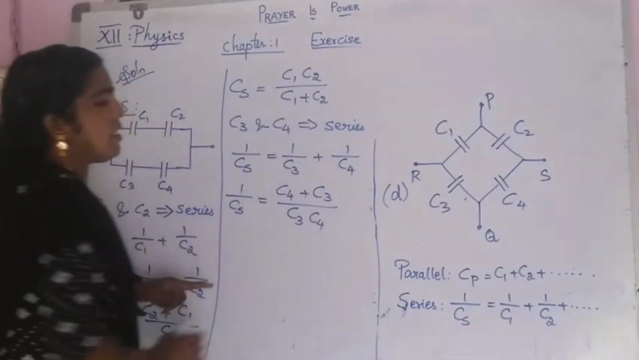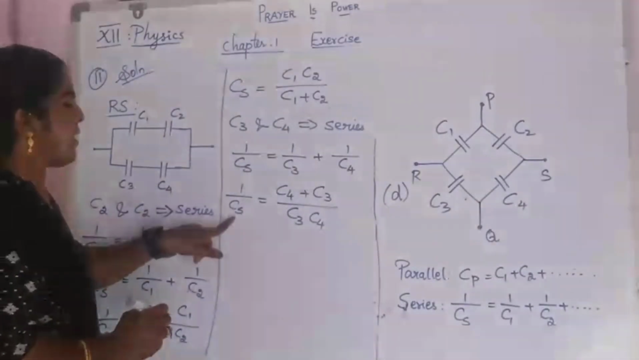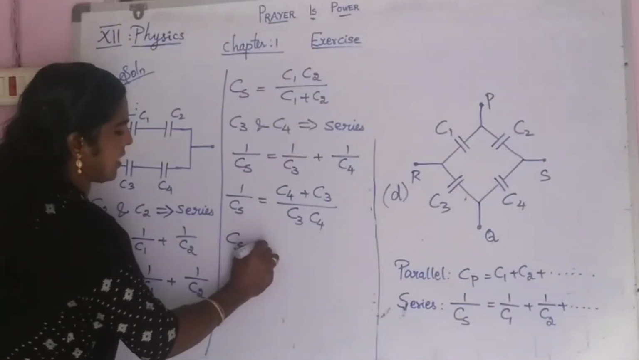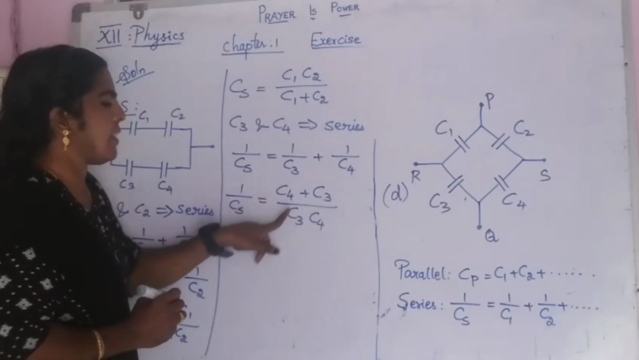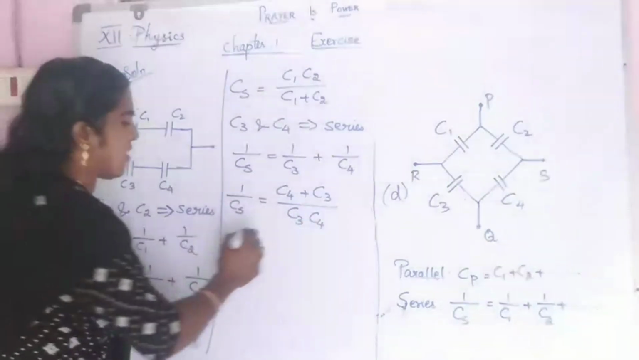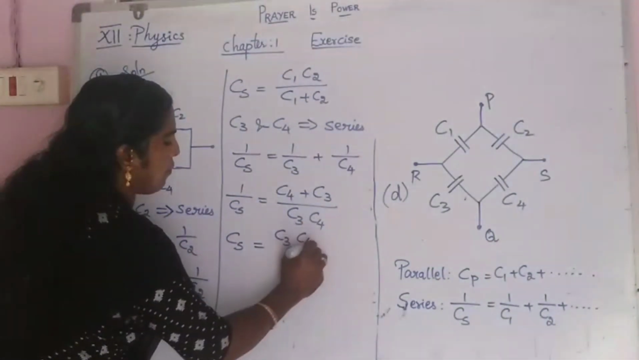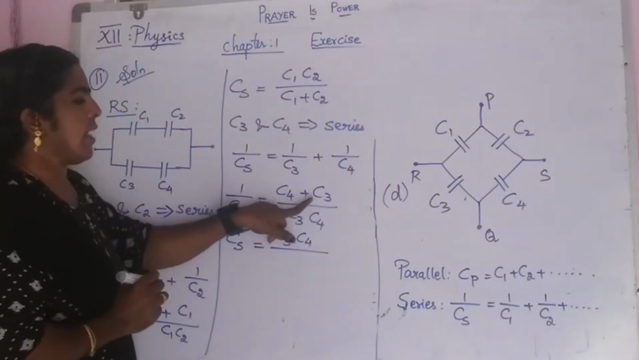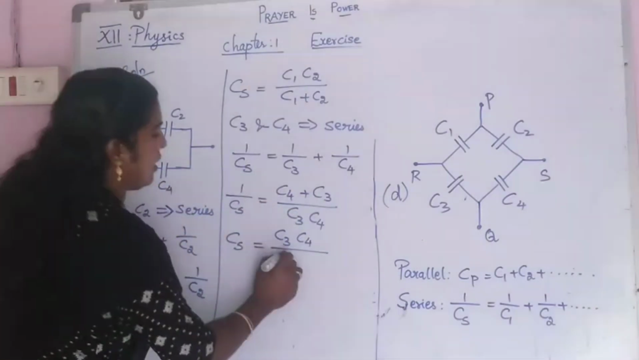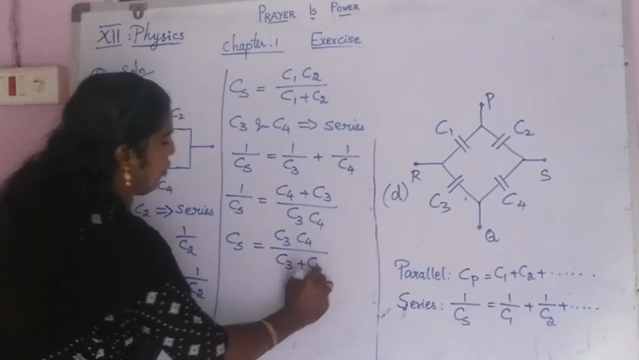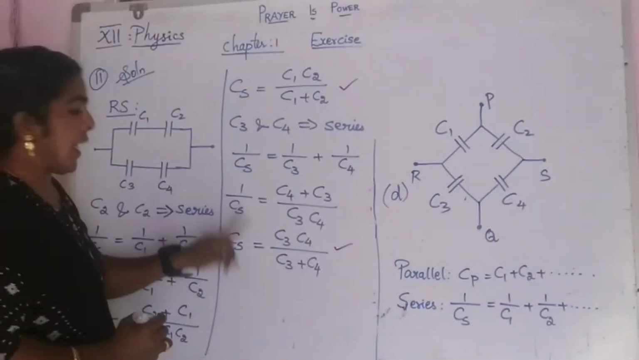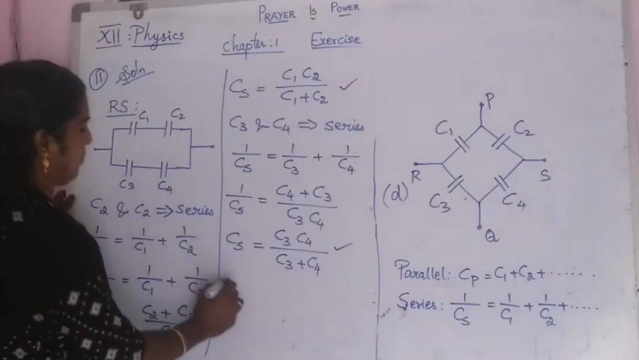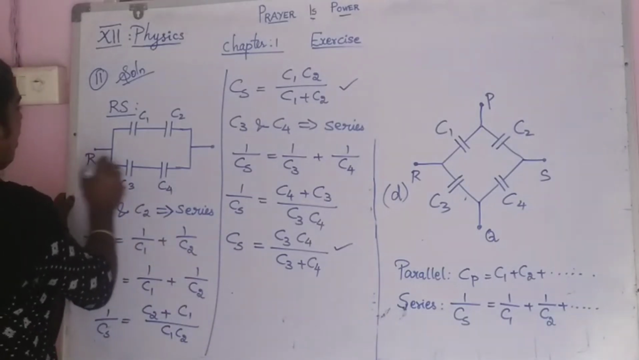Take the reciprocal: Cs is equal to C3 C4 divided by C3 plus C4. By using these two series, we again redraw the circuit. Here, the terminals R and S.